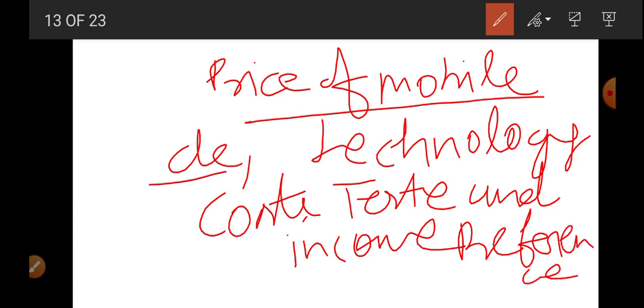So there are many factors that affect the price of a mobile. So that is given here. The price of anything, the supply of any commodity, is not affected by only one factor. It is the result of many factors that affect it.